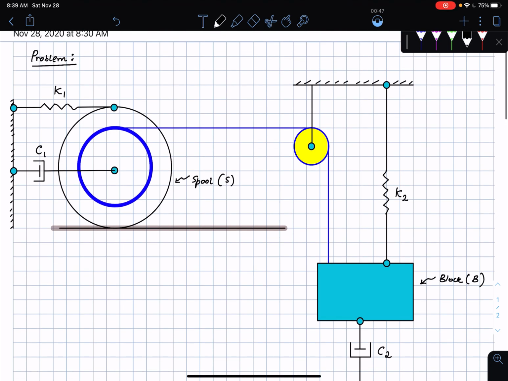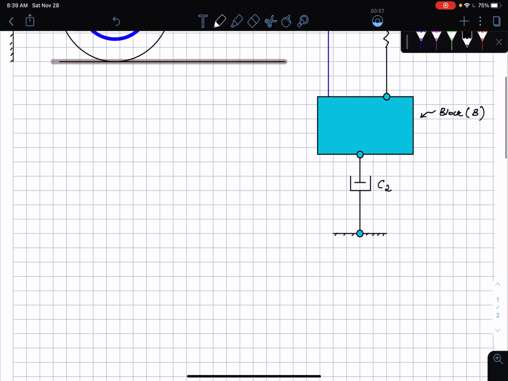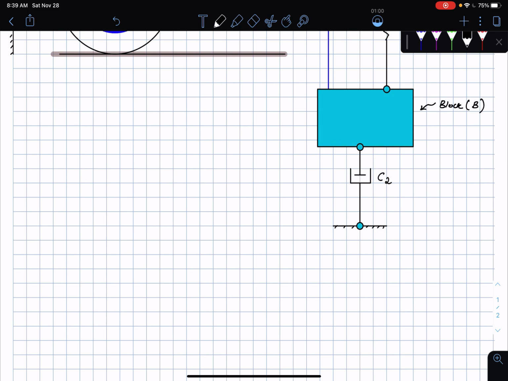Okay, and then the blue color thing, as you can see, is the cable. Cable is C. Okay, so you're told that this spool is rolling without slip on a flat horizontal surface. Okay, so spool rolls without slip on flat ground.